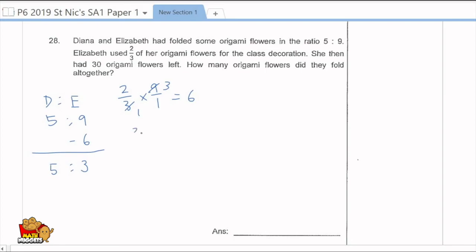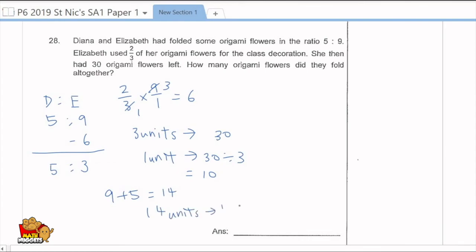So this tells us that 3 units is 30. So 1 unit would be 30 divided by 3. And how many origami flowers did they fold all together? That would be 9 plus 5, 14 units. So you just need to find 14 units, which is 10 times 14, 140.